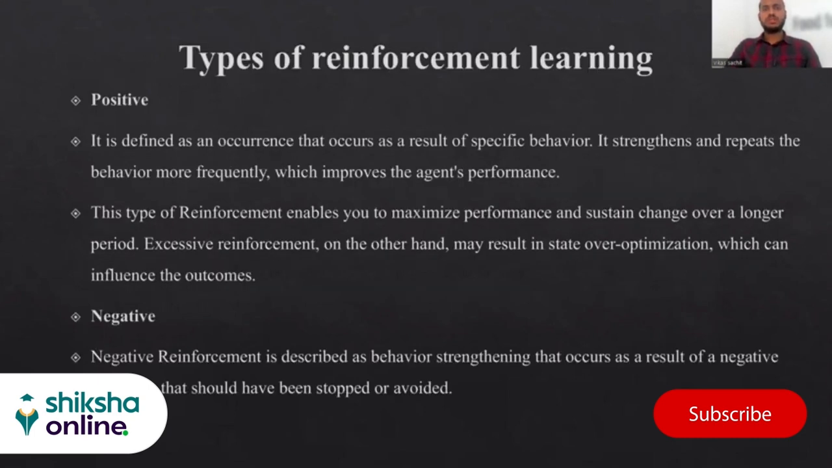Now let us understand the types of reinforcement learning. Basically there are two types: positive and negative. Positive means that if the behavior is good, it is rewarded. It is defined as an event that occurs as a result of specific behavior. It strengthens the behavior and makes it repeat more frequently, which improves the agent's performance.